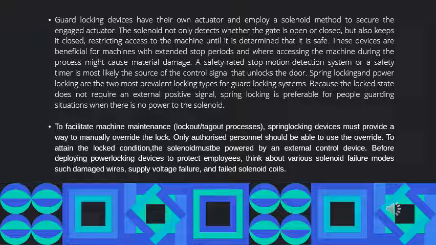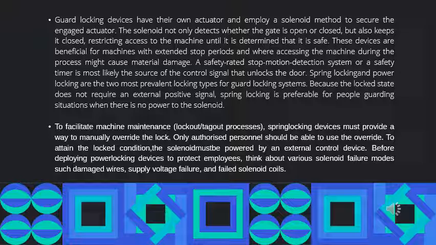These devices are beneficial for machines with extended stop periods and where accessing the machine during the process might cause material damage. A safety-rated stop-motion detection system or a safety timer is most likely the source of the control signal that unlocks the door. Spring locking and power locking are the two most prevalent locking types for guard locking systems.